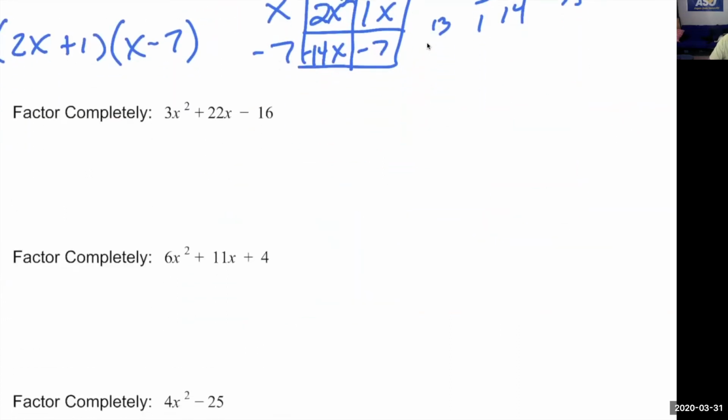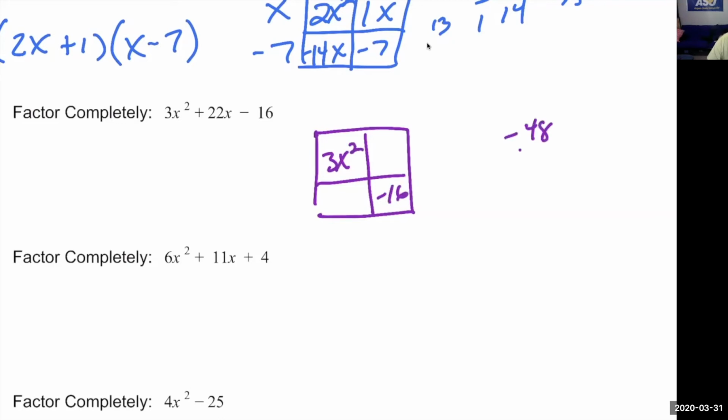Okay, for the next one, start off again with my box. 3x squared and -16 here. 3 and -16 giving -48. So basically I need the combination of the factors of 48.